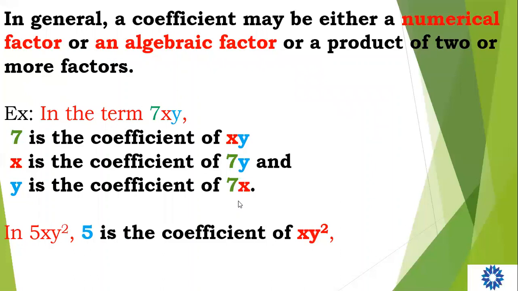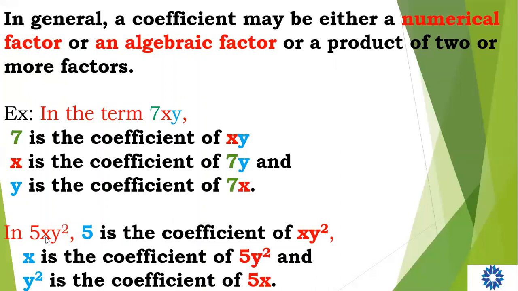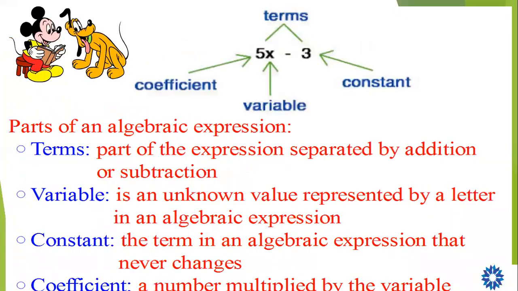One more example. In 5xy square, 5 is the coefficient of xy square, the remaining part. If you take the next example, x is the coefficient of 5y square. If you take the last one, y square is the coefficient of 5x. So this is the main idea.